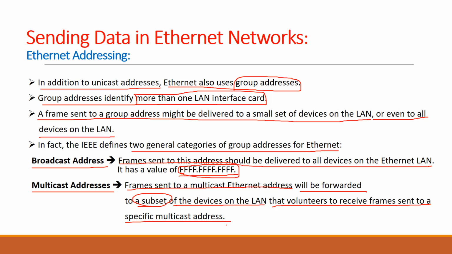So we have unicast address, broadcast address, and multicast addresses. Unicast is sent to one device or interface. Broadcast is sent to all devices on the Ethernet LAN. Multicast is sent to a subset or a group of devices on the LAN.